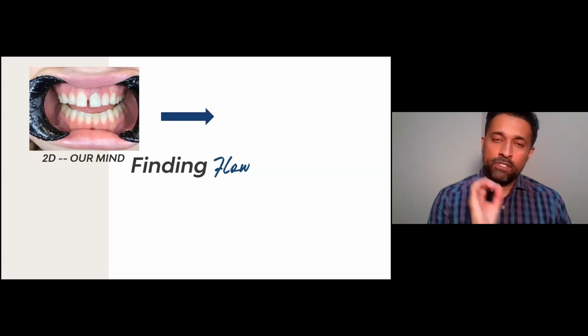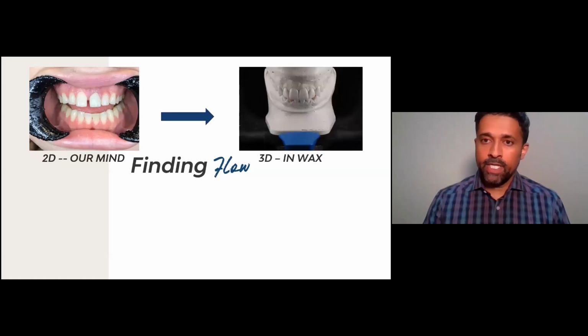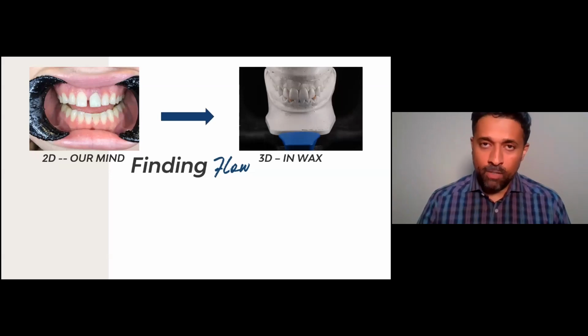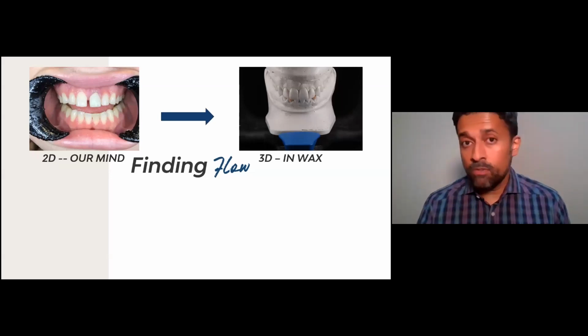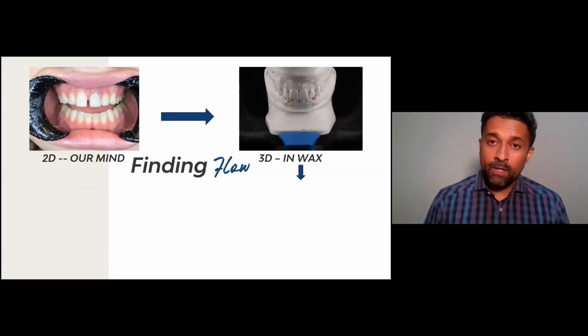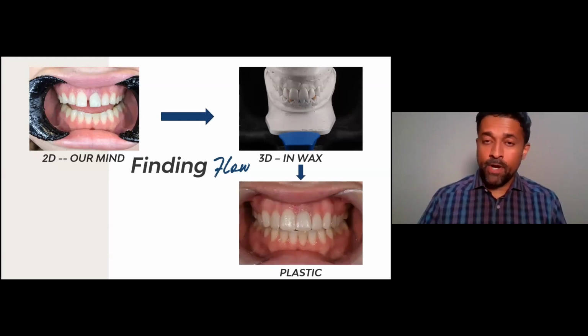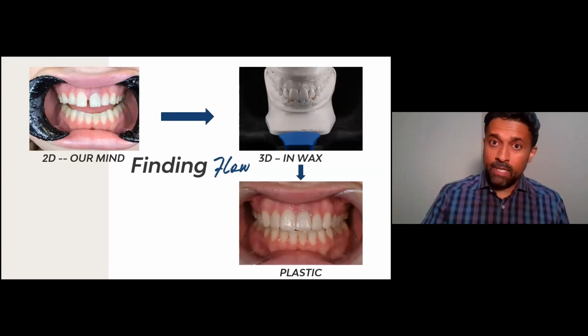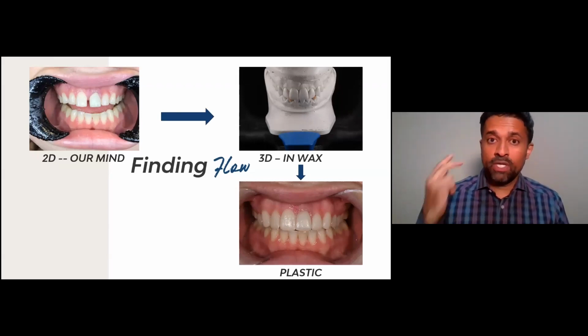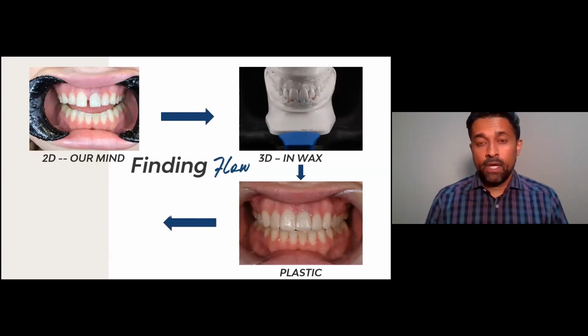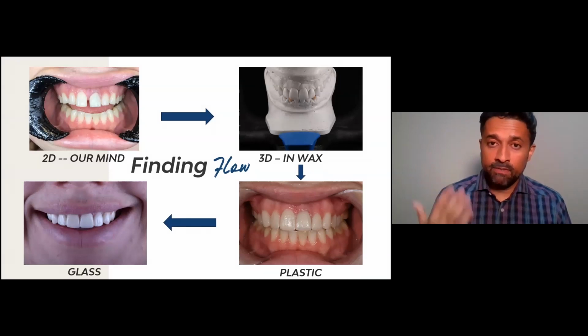And then from that two-dimensional planning, we get into our 3D: doing the treatment planning wax-up and having the lab finish the wax-up. From there, we go into our provisional. After we've done our prep and our surgery, we work it out in plastic. We make sure the patient is happy with it, that functionally it's working, phonetics are good, and the aesthetics are obviously great. And then from there, we go into glass, the final restorations.